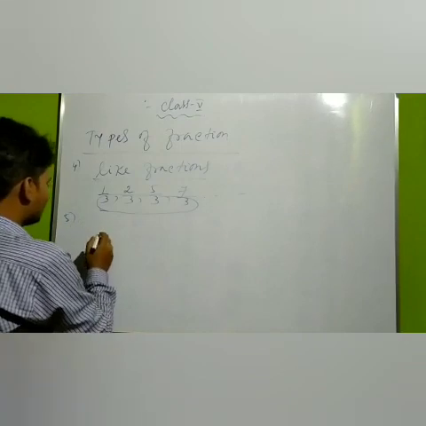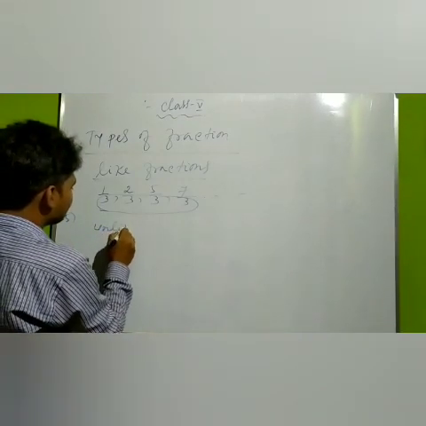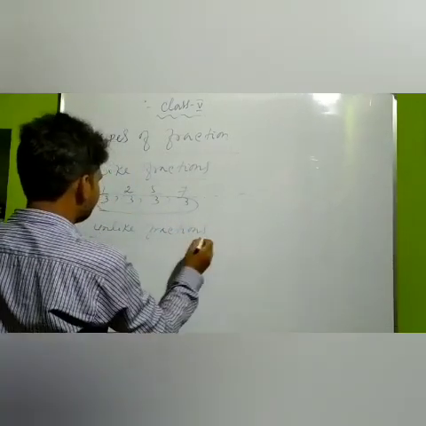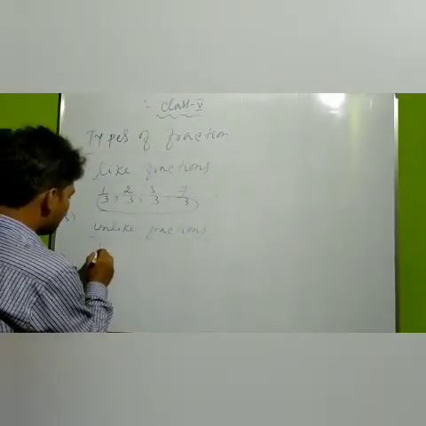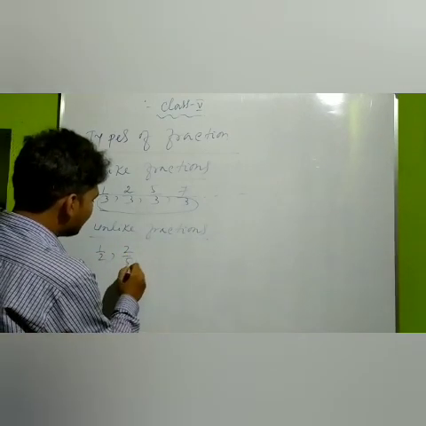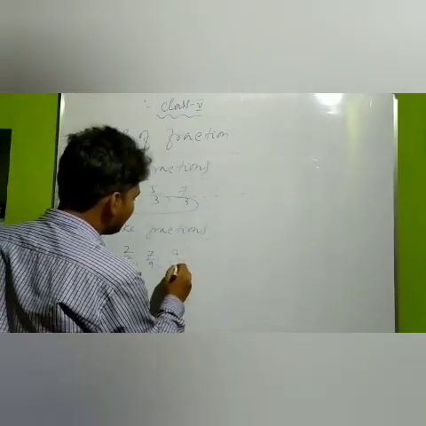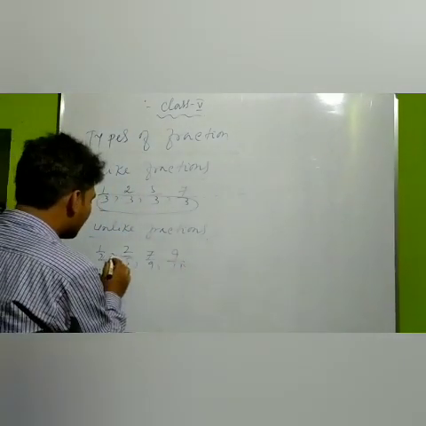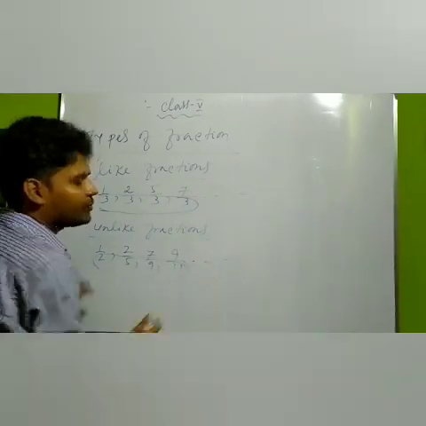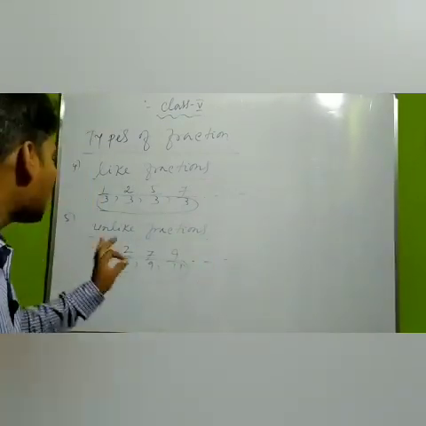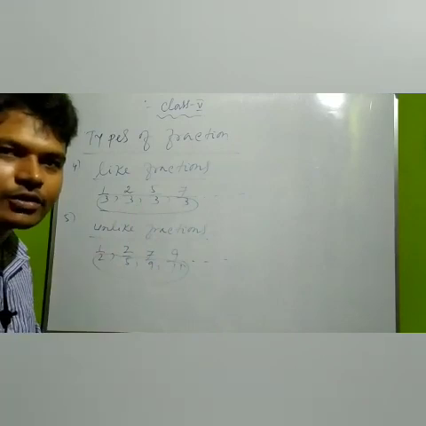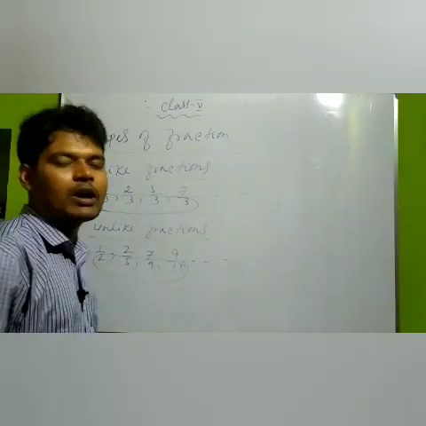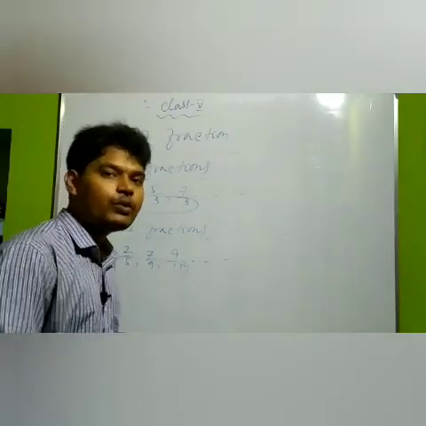Come to the fifth number, unlike fraction. Just take 1 by 2, 2 by 5, 7 by 9, 9 by 11. This type of fraction have unequal denominator. So these type of fractions are called the unlike fractions. Okay, understood? Now you come to the next type of fraction, unit fraction.